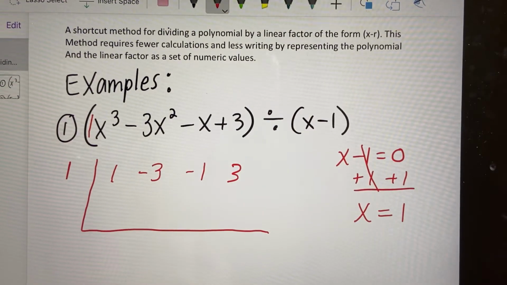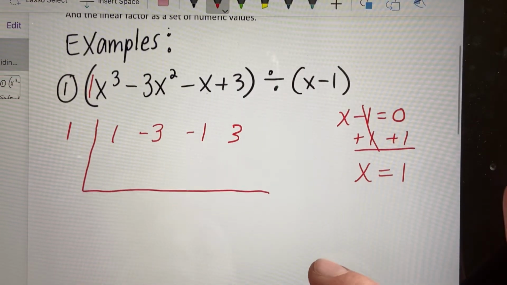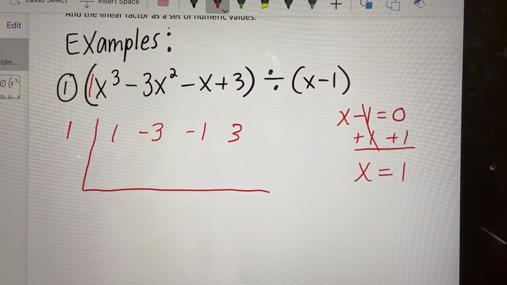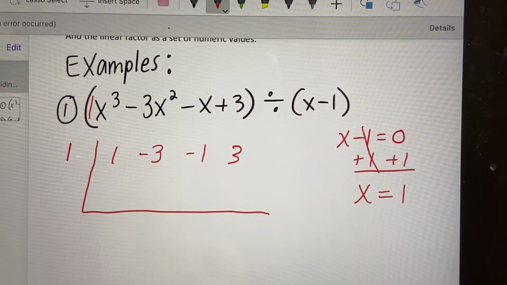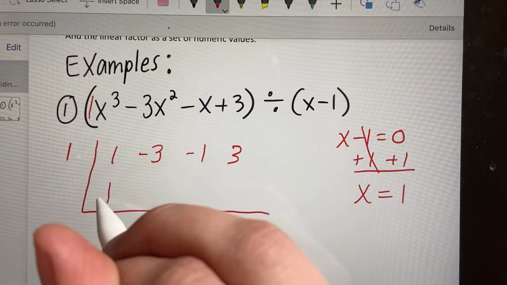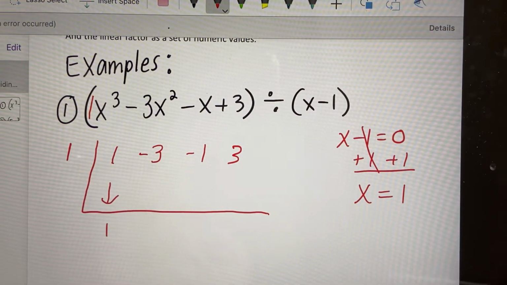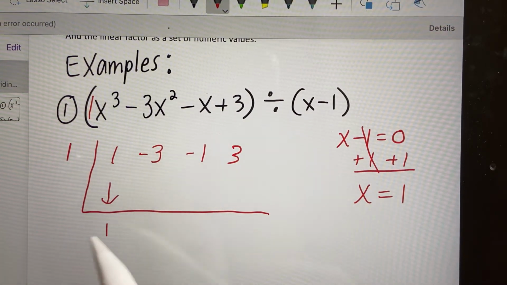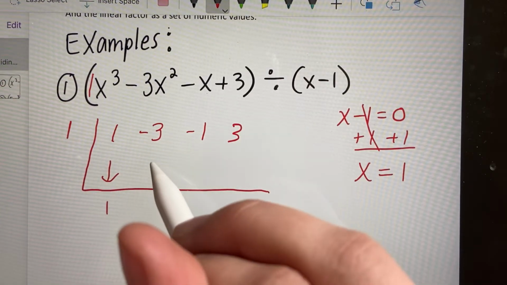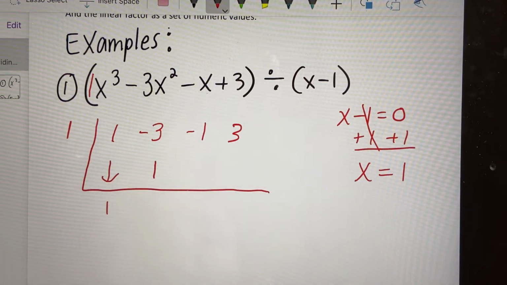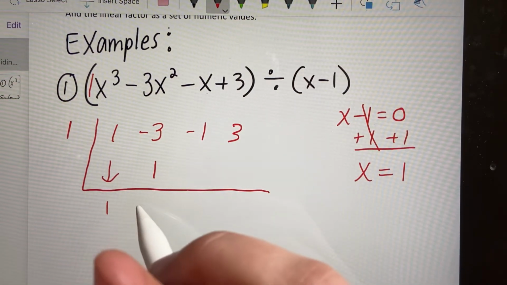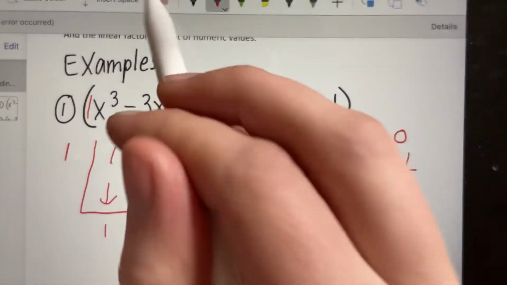Now, this is the fun part. I really think synthetic division is a lot of fun. It's just following a pattern, which is multiplying, then adding, multiplying, then adding. Okay, so the first thing you'll do is just drop down this 1, and then we're going to multiply what's on the outside. 1 times 1 is 1, and we'll just place that underneath the negative 3. And then add negative 3 plus 1. That's negative 2.